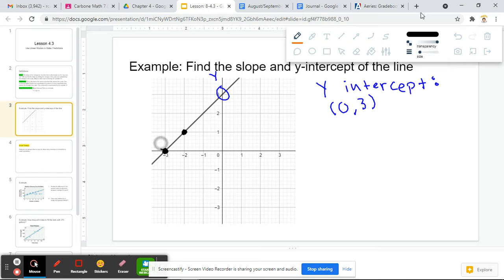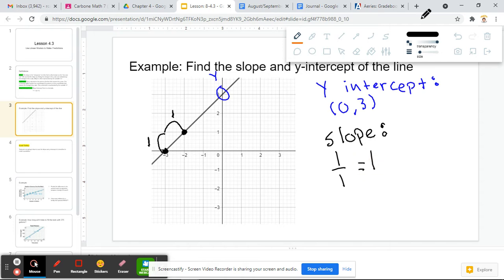So what we've got to do is count up 1, and then it's going to be over 1. So this right here is 1, and this is 1. So our slope can be written as 1 over 1, because you rose 1 and you ran 1. So rise over run, we go up 1 over 1. So our slope is 1 over 1, or just 1.